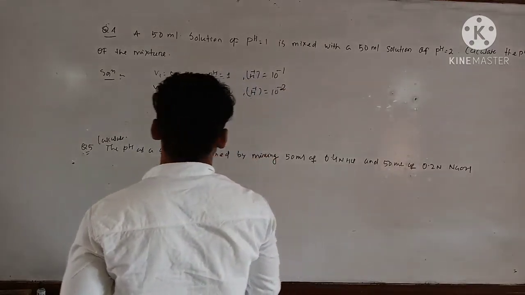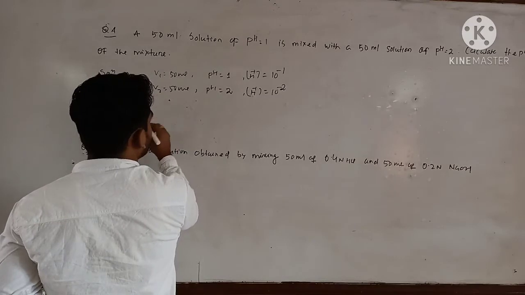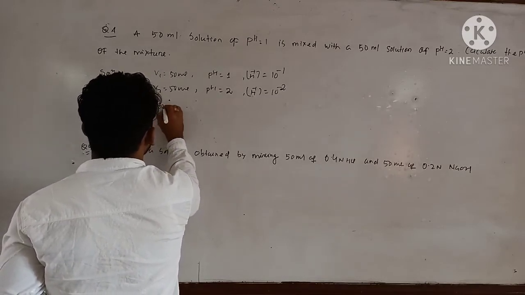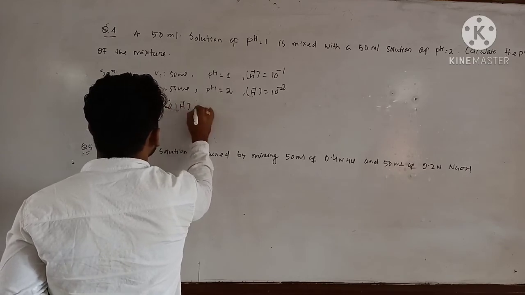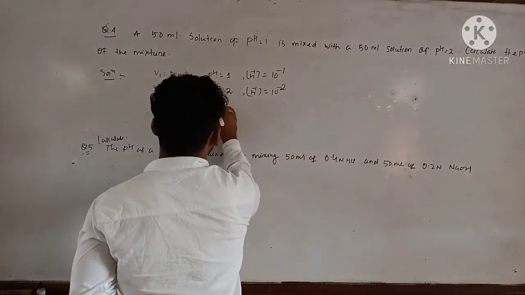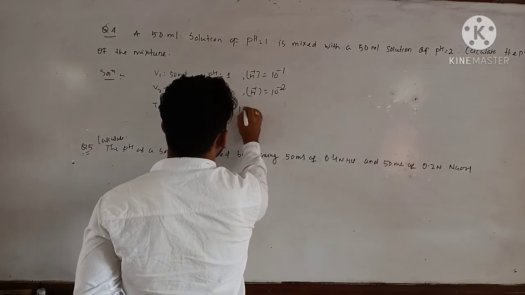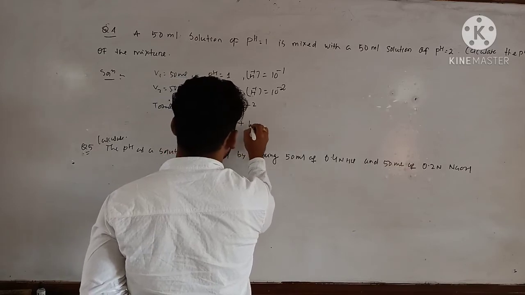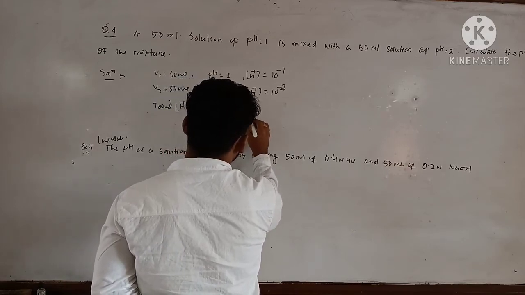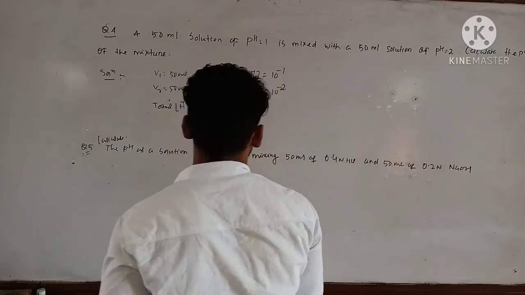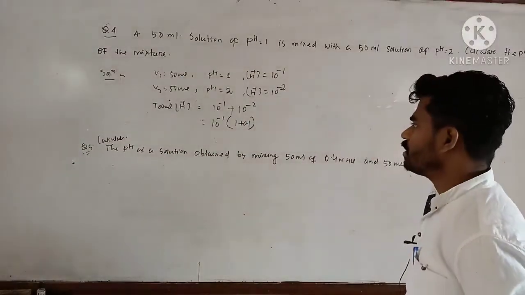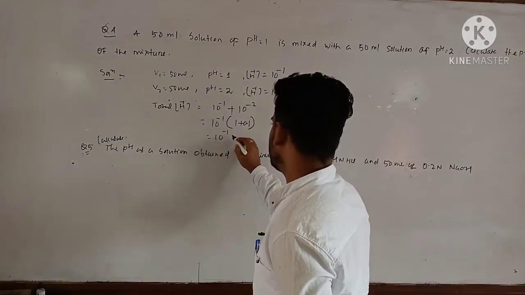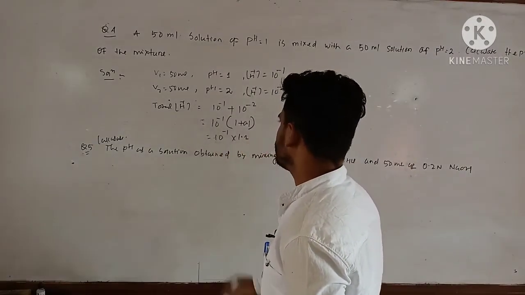Calculate the pH. So total H plus you can calculate over here. Total H plus ion concentration is 10 to the power minus 1 plus 10 to the power minus 2. That can be 10 to the power minus 1 plus 0.1. That clear? 1 by 10 becomes 10 to the power minus 1, 10 to the power minus 2. So that will be 10 to the power minus 1 into 1.1.